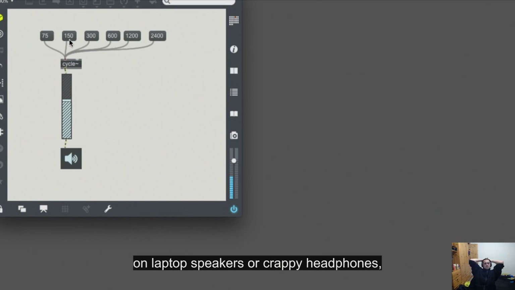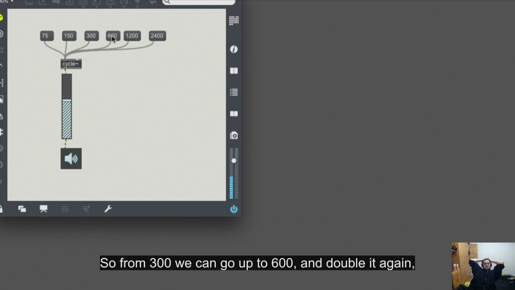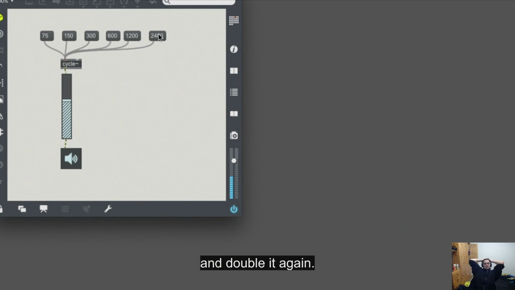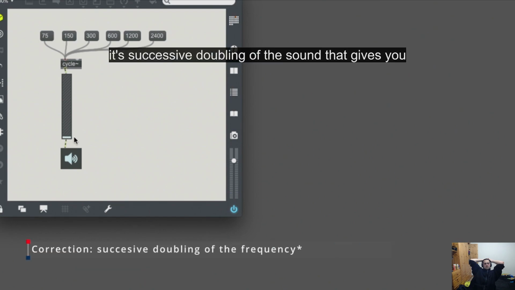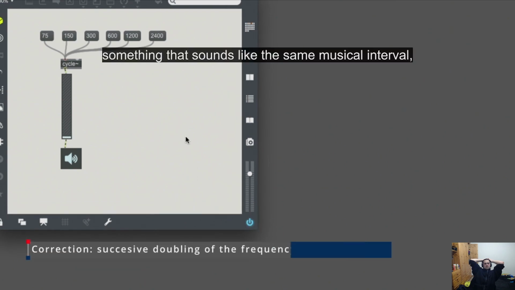If you listen to this on laptop speakers or crappy headphones, you might not be getting very good frequency response at 150 hertz. And you need a really good sound system to hear an octave below 75. But little speakers can make high sound pretty easily. So from 300 we can go up to 600 and double it again and double it again. So my point about telling you all this is that it's successive doubling of the sound that gives you something that sounds like the same musical interval, namely an octave.